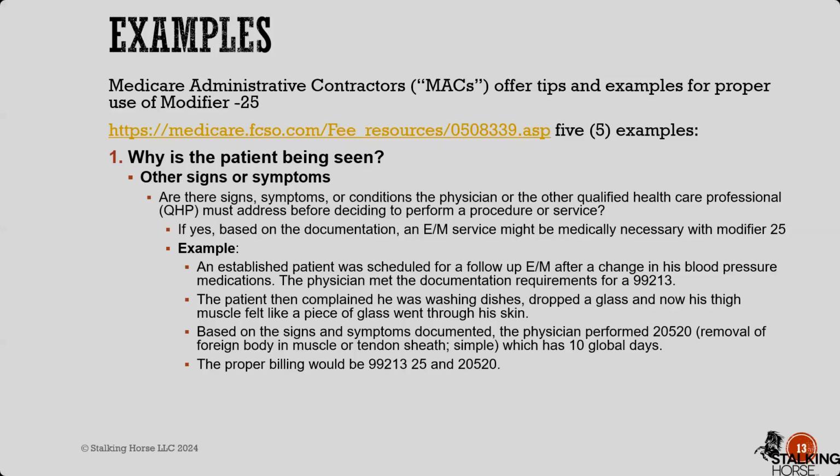So this example that they gave is pretty clear because the patient was seen for a follow-up on their blood pressure medications, and a change was made to their blood pressure meds, and then they also had an injury. So these are clearly two separate conditions that were addressed, one of which required a procedure. So this is a very clear, appropriate use of modifier 25. This is a very clear example of a thumbs up for a modifier 25.